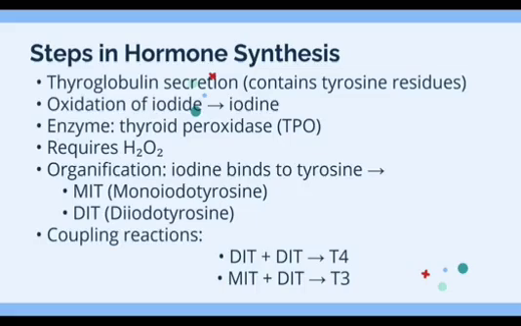So what are the steps in hormone synthesis? The thyroglobulin is secreted, which contains the tyrosine residues. Then the oxidation of iodide happens and iodine is produced. The enzyme which helps for this process is thyroid peroxidase and it requires hydrogen peroxide. When the organification happens, iodine binds to tyrosine and it produces MIT and DIT. So these coupling reactions help to produce T4 and T3.